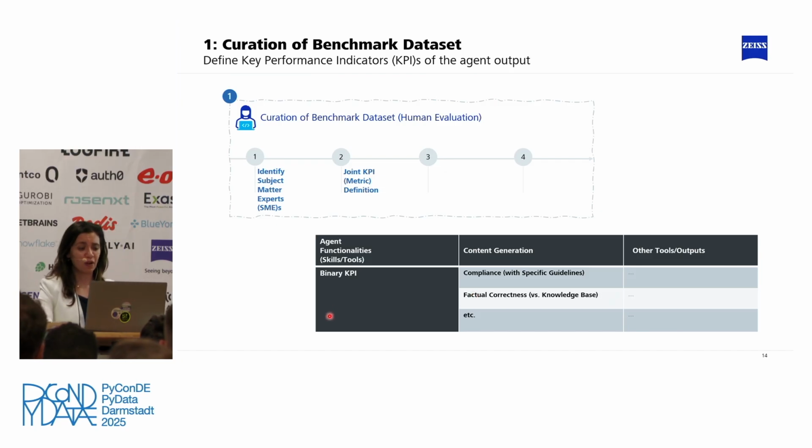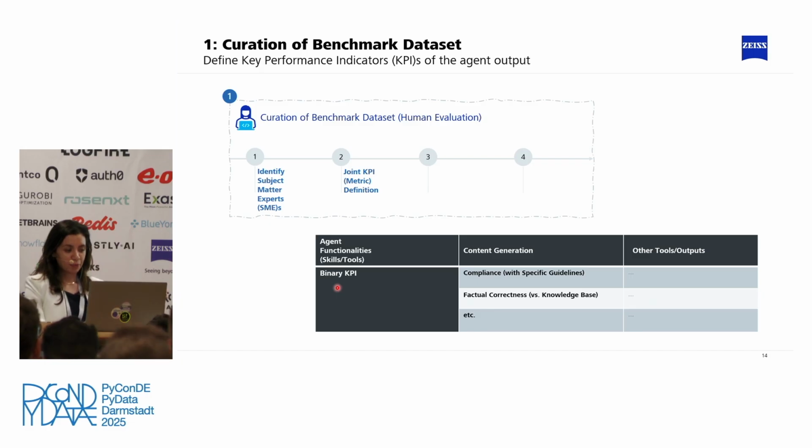As an example, I would normally advise for binary KPIs, so pass and fail, because these are more informative for design choices. And for example, when it comes to content generation, two KPIs that we found quite informative are the compliance checks of the outputs, as well as the factual correctness of the outputs. So these were two things that we identified that were quite informative for us.